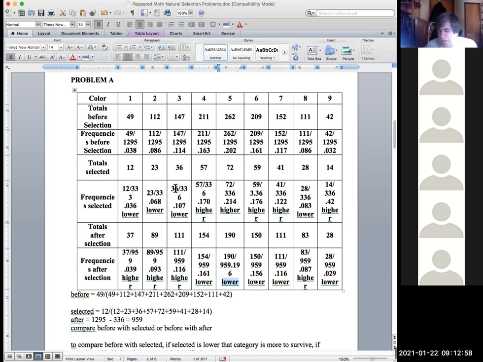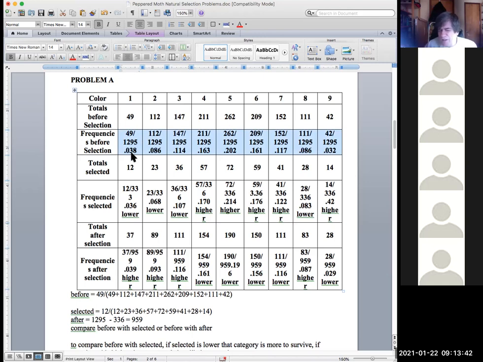If more of them get eaten by birds than you would expect, then that means the frequency is going to decline after selection. Now, keep in mind, whenever we say, what do you expect to happen? What we really expect to happen is the exact same thing as these frequencies before selection. So if this is our population before selection, if 0.038 is the frequency of the number 1 color before selection, we expect that to be the same frequency that's selected. And we expect that to be the same frequency after selection.